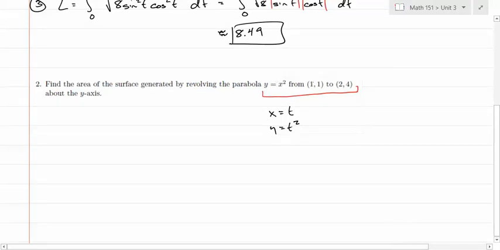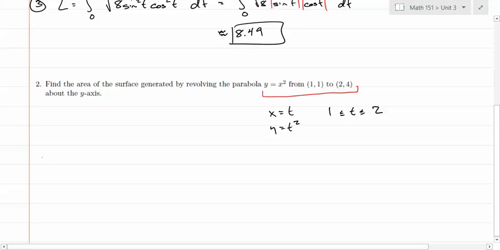And since we want to go from (1, 1) to (2, 4), well, that means that x is going from 1 to 2. So that means t is going from 1 to 2. Okay, so that is parameterizing it.